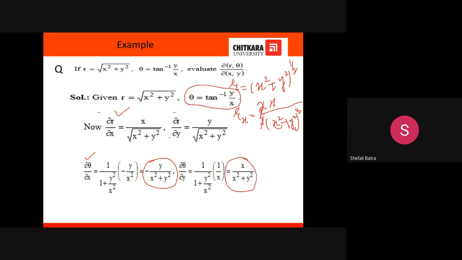So now we do have the formula: ∂r/∂x, ∂r/∂y, r_x, r_y, theta_x, theta_y. Put all the values over here and evaluate the determinant. Do it, hurry up. Put all the values of derivatives and evaluate it.